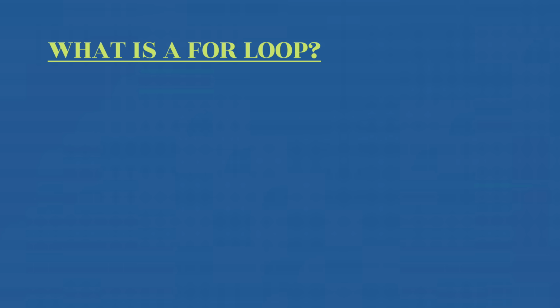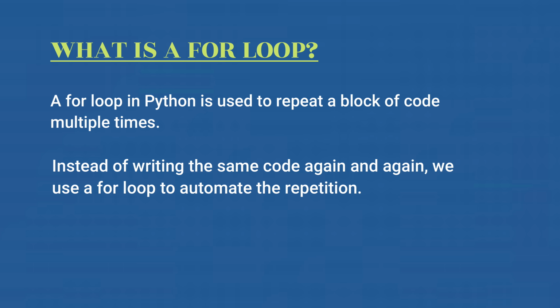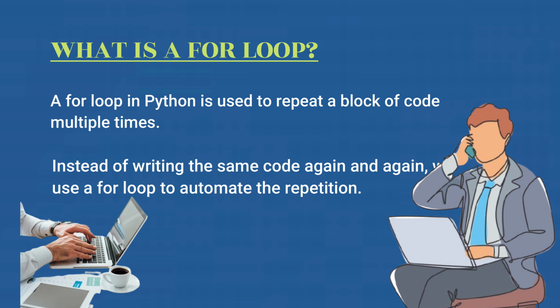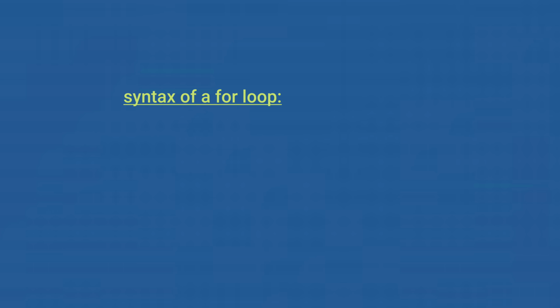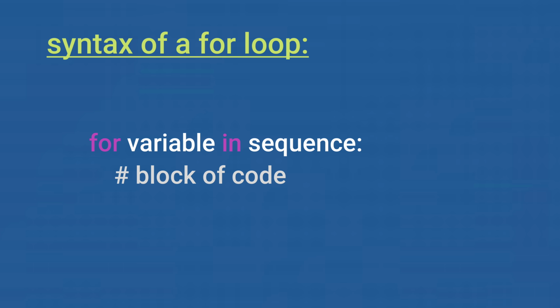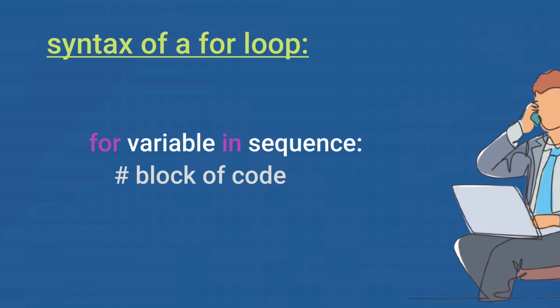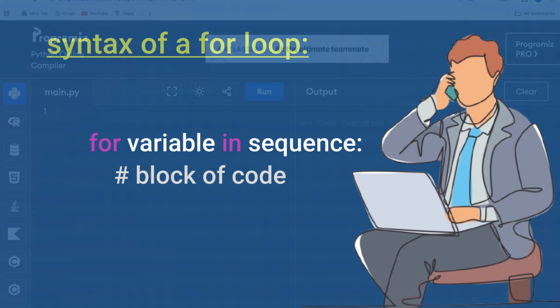What is a for loop? A for loop in Python is used to repeat a block of code multiple times. Instead of writing the same code again and again, we use a for loop to automate the repetition. Now let us see the basic syntax of a for loop. Here, the variable takes each value from the sequence one by one, and the block of code runs for every value.